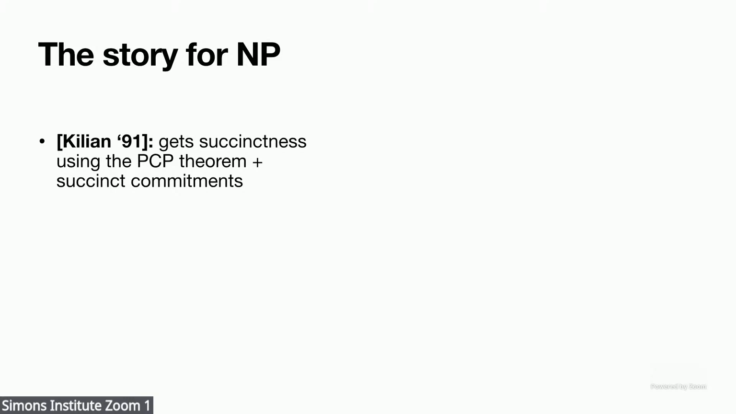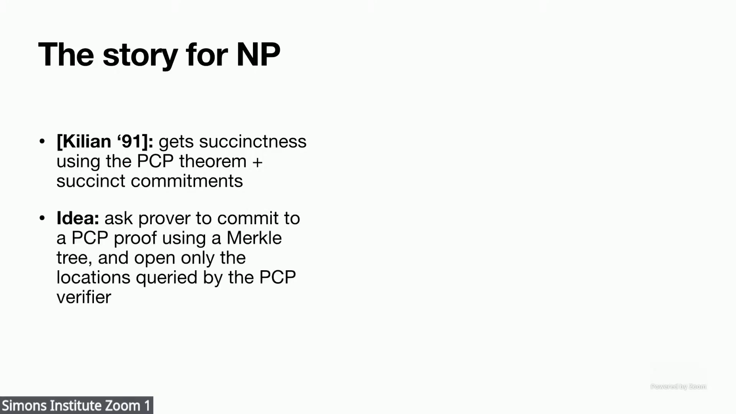Like in the non-succinct case, we've already achieved proofs, which is the gold standard. So Kilian in 1991 famously showed that there is a succinct argument system for NP using the PCP theorem plus a type of succinct commitment. So at a cartoon level, what does his protocol do?